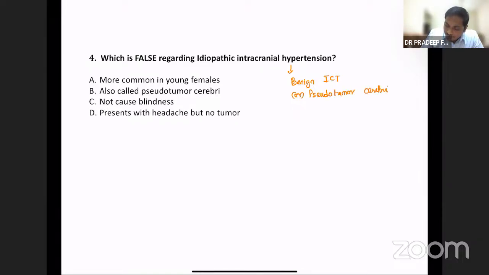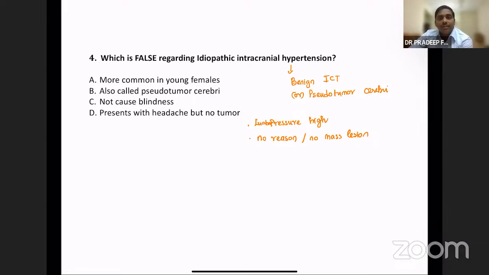To explain this, the lumbar pressure will be high, but you don't know the reason. That's why it is called idiopathic, or there is no mass. There is no mass lesion in the brain. That's why it is called pseudotumor cerebri. Only the pressure will be high, and we could not make out any reason for the rise in the intracranial pressure. That is called idiopathic intracranial hypertension. It is a peculiar condition which is very commonly seen in young obese females.